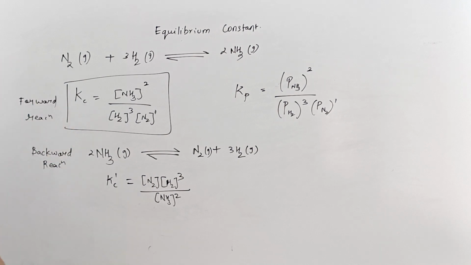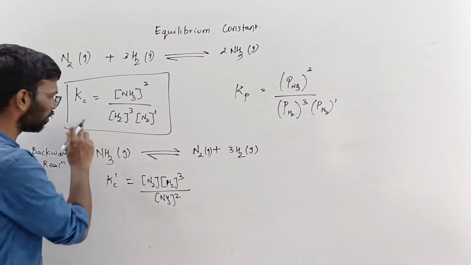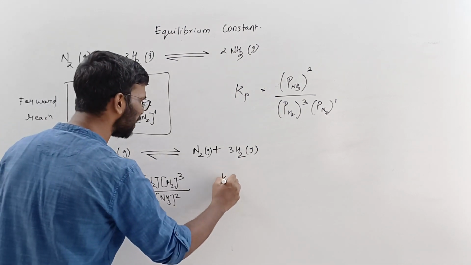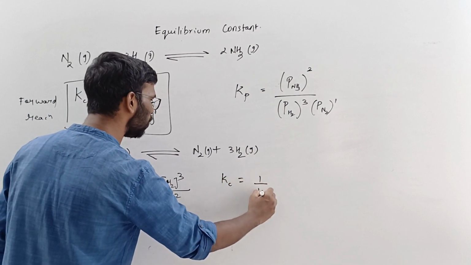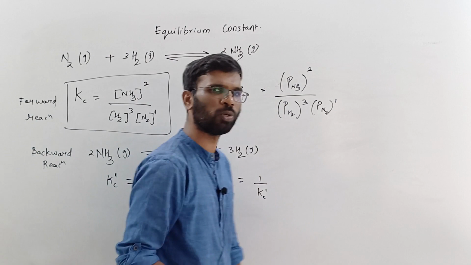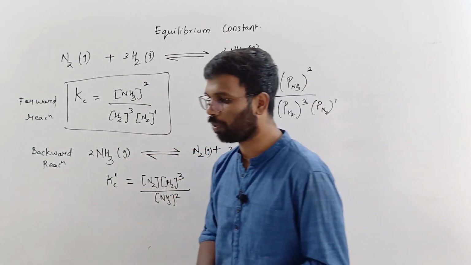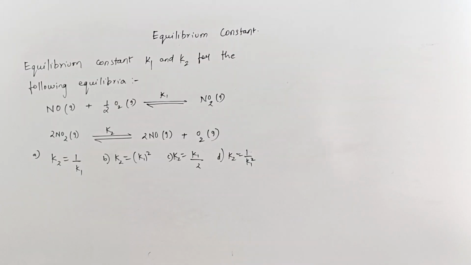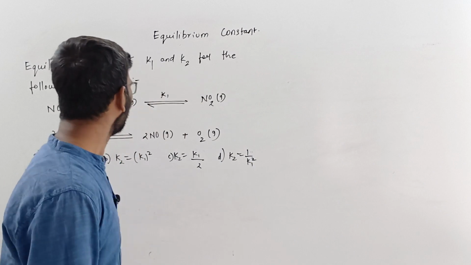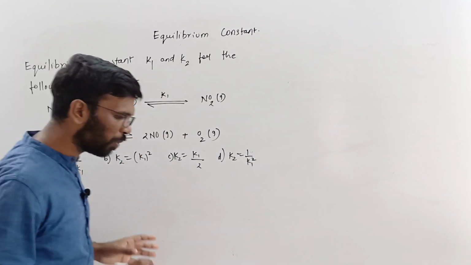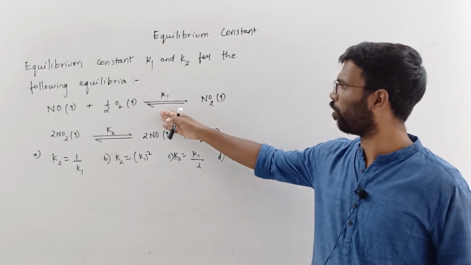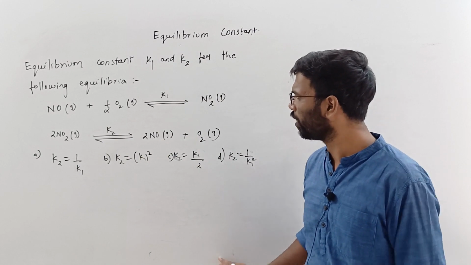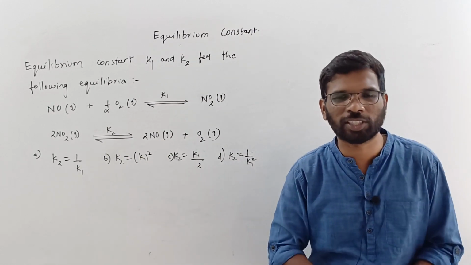This is what we are going to write. So how are both related, this Kc and Kc dash? This is just the backward reaction, dash is backward. So Kc is inversely proportional to Kc dash, means they are inversely related, they are opposite of each other. So we'll take one problem, a nice problem. The question asked is that two equilibrium reactions are given, the first one with K1 and the second with K2 as the equilibrium constants, and you are asked to find the relationship between them.